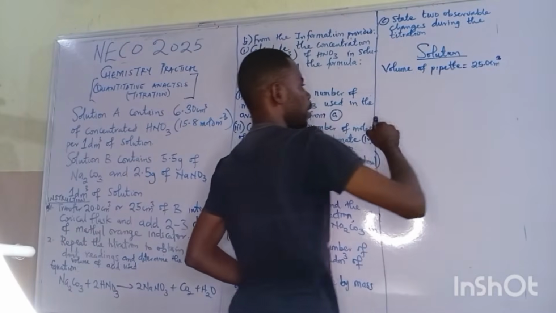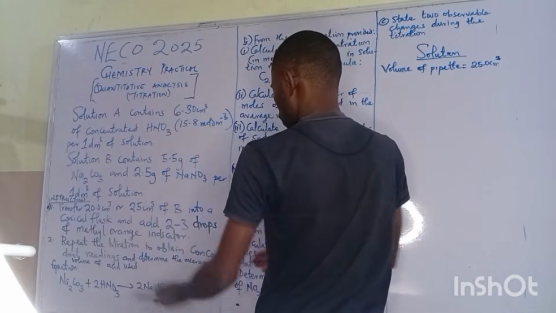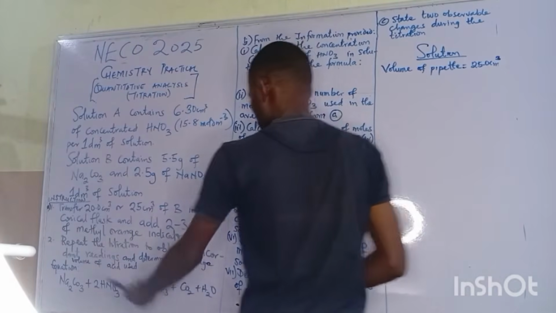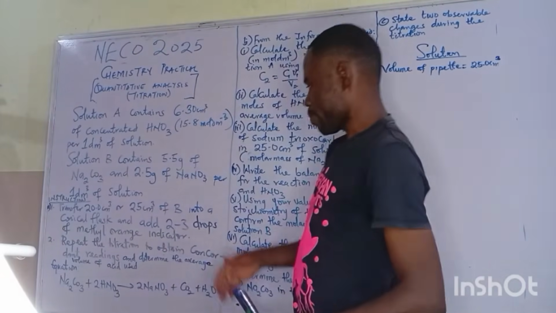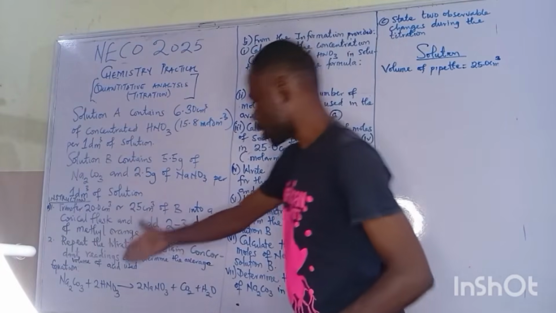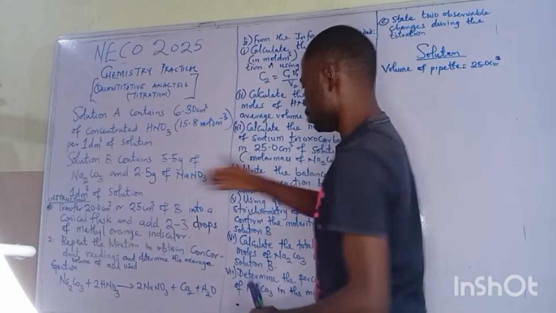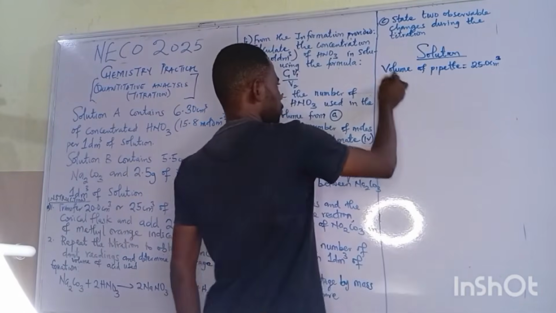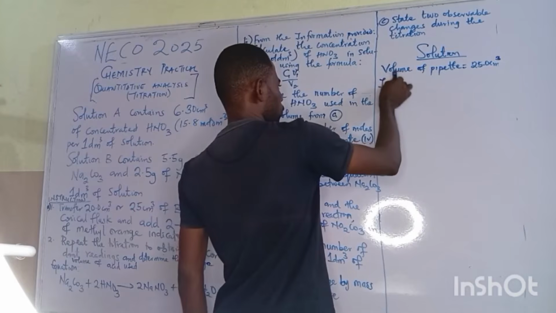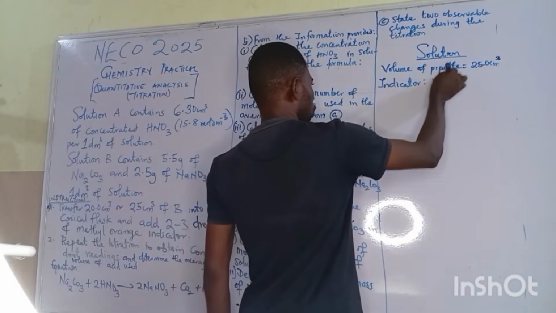Alright, I'm working on the information given to us. Now let's check again what the given parameters are. Since I want to prepare my table, but before I do, I can also check my parameters. Do I have anything I can write to gather marks? Let me check. I have an indicator. The indicator mentioned is methyl orange.